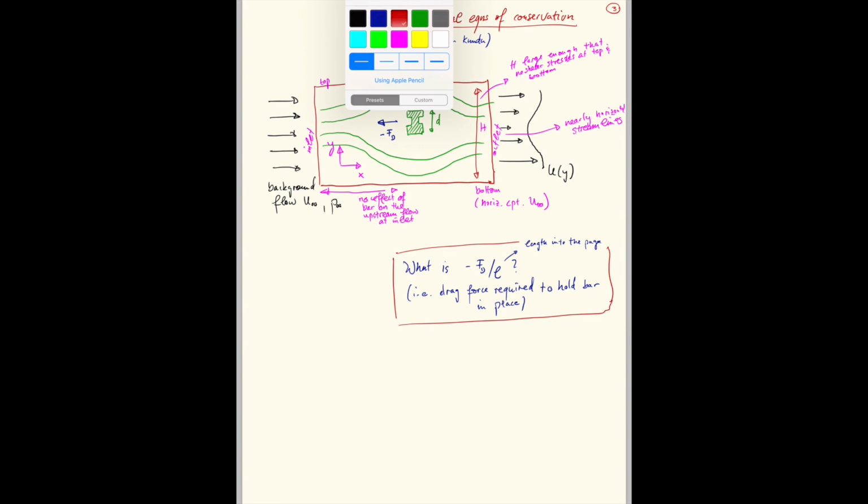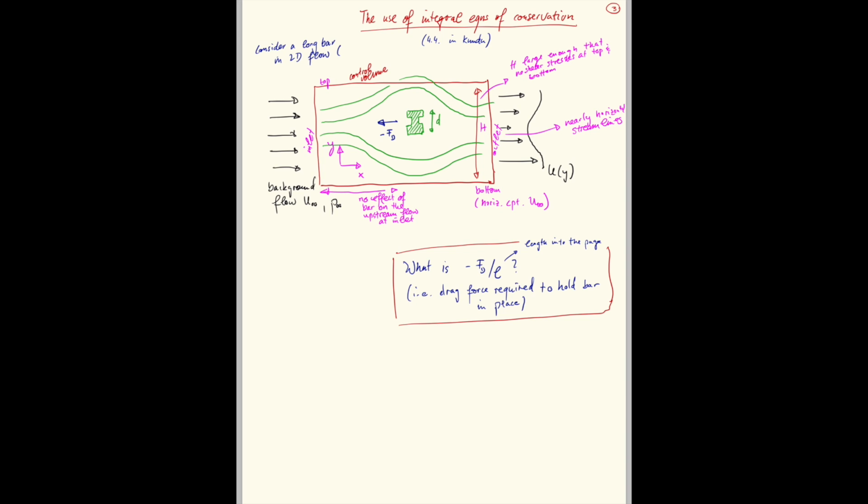So the red box here is our control volume. And just for completeness, I'm going to say consider a long bar in 2D flow. So it's 2D, meaning that our velocity field vector u is a function of u and v.